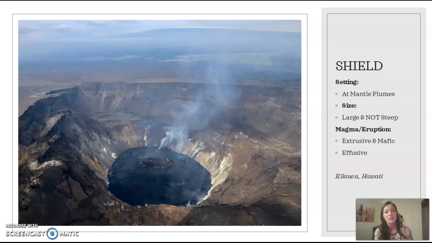Another type of volcano is the shield volcano. It is at the mantle plumes. It is a very large, more of like a wider volcano, not steep at all. It is more of an extrusive mafic type of rock volcano, and the eruption is very effusive, so the constant flow of lava whenever it erupts. An example is the Kilauea in Hawaii.